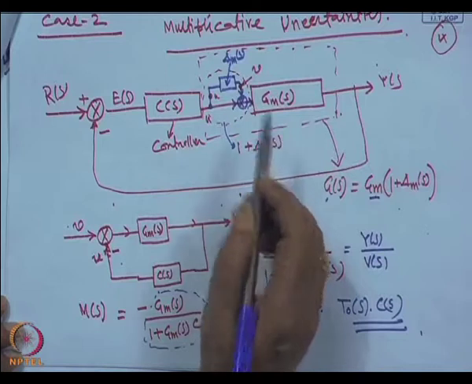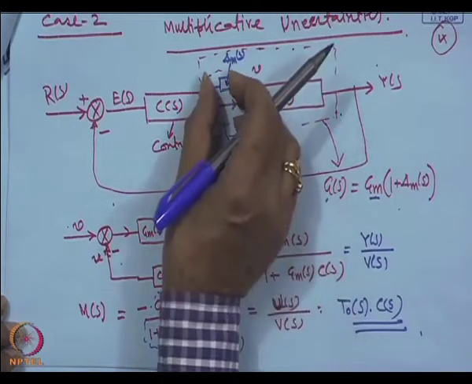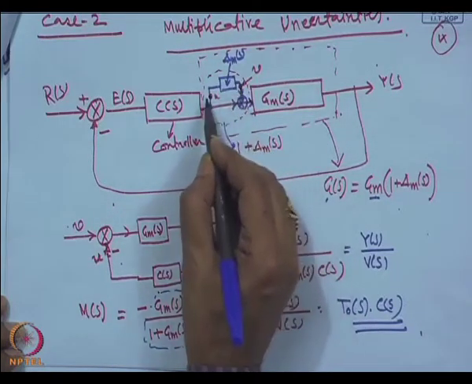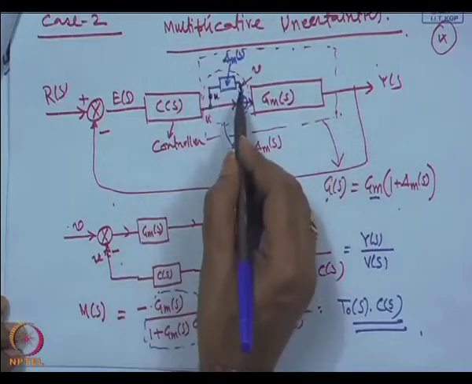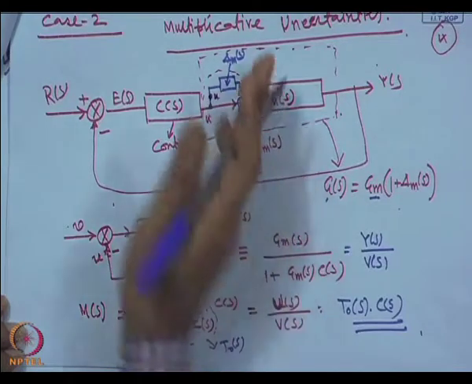And in order to find this out, you take out the perturbation block, which means the output of the perturbation block is V and the input to the perturbation block is U. So, you take it out and find the transfer function between the input V and the output U after taking it out.